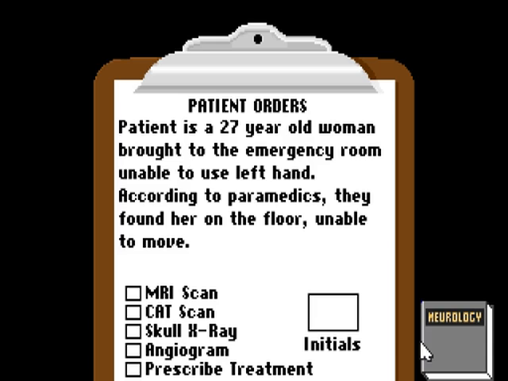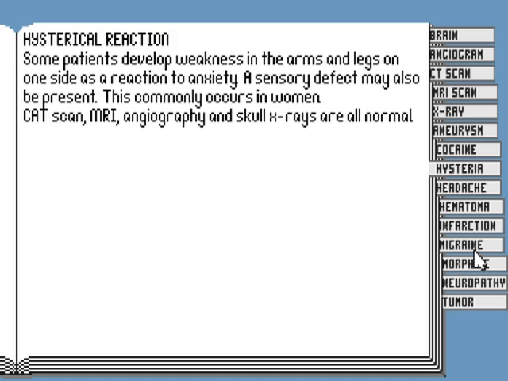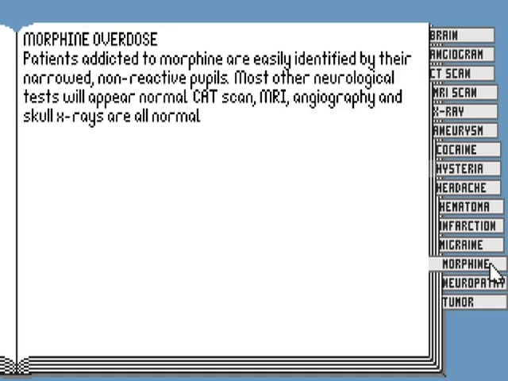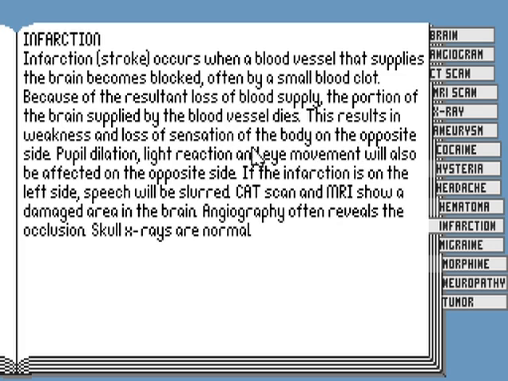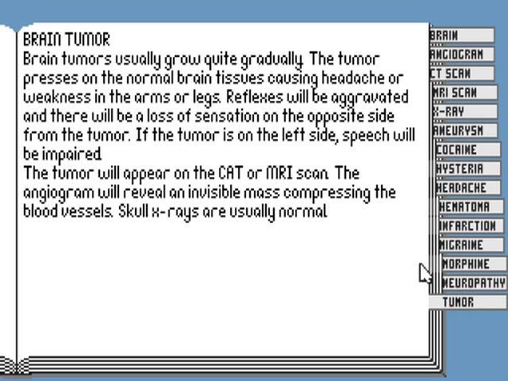Well, okay. So we have hematoma. How about an infarction? Jeez, I really don't know. How about a brain tumor? Tumor will appear on a CAT scan or MRI scan. No, right? We said no.